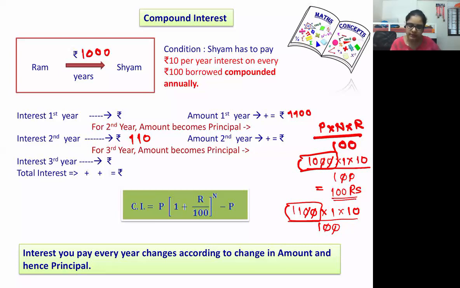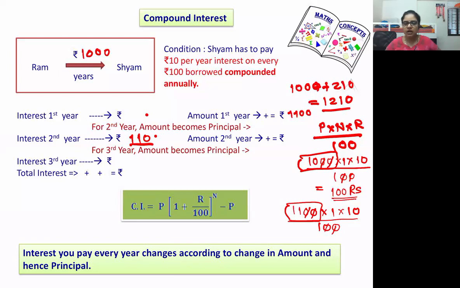So at the end of 2 years, Sham says, okay, fine, I'll consider principal as 1100. Please give me another year because I need money. And if we add 100, it will become 210. So the total interest Sham should give at the end of 2 years is 210, which means he should return 1000 plus 210, that is 1210.